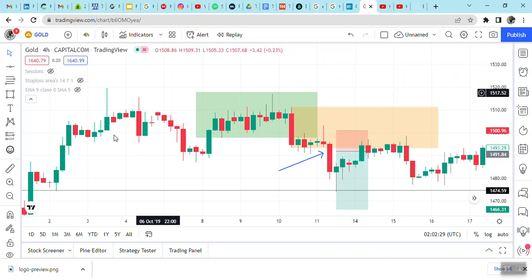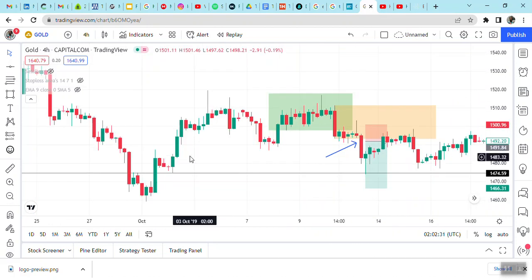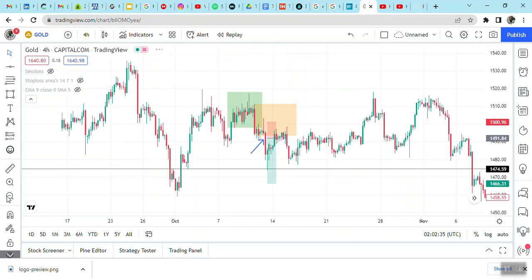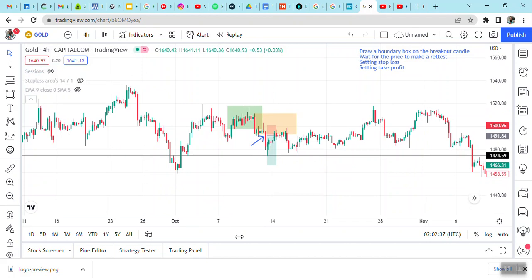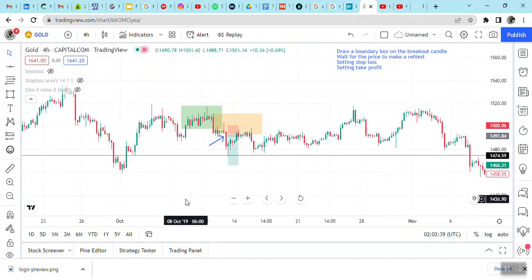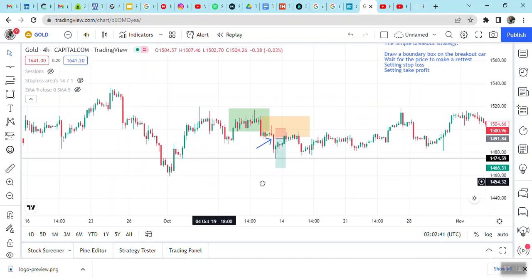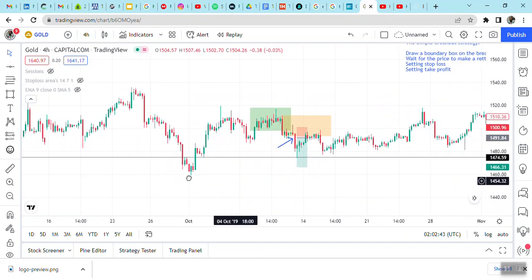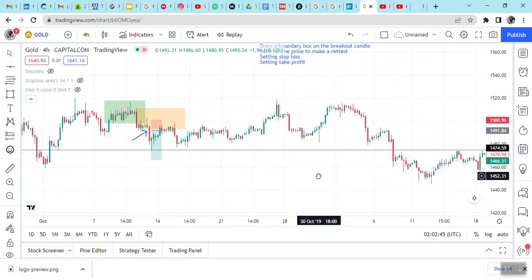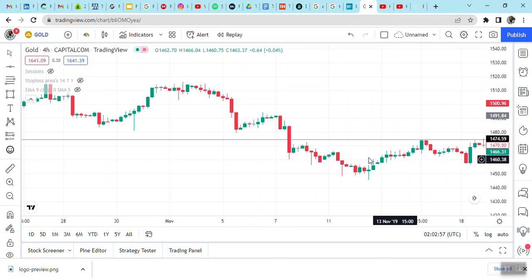So let's look for another example. Okay, let's check for some other example. Okay, anyways, this is another example. Let me draw this.